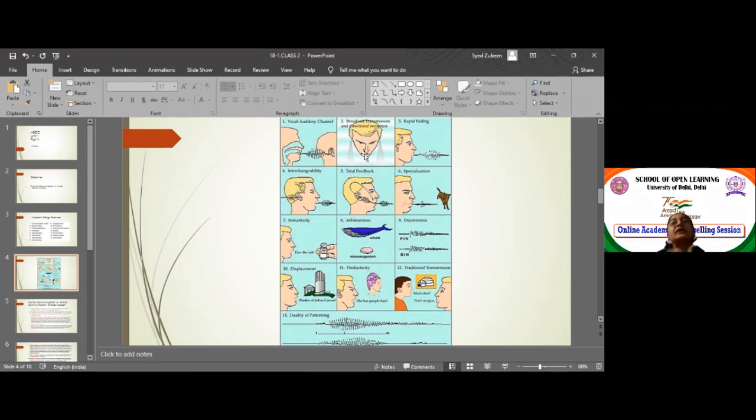Arbitrariness: the words that we assign to different things may not look like or mean those things. Then discreteness: if we emphasize or underemphasize any particular word, the meaning of the word won't change. If we say boys, the quantity of the boys won't change. Then displacement: we can use language to talk about the past and the future. And productivity: we can create meanings from words in n number of ways. Infinite possibilities are possible in the language that we use.